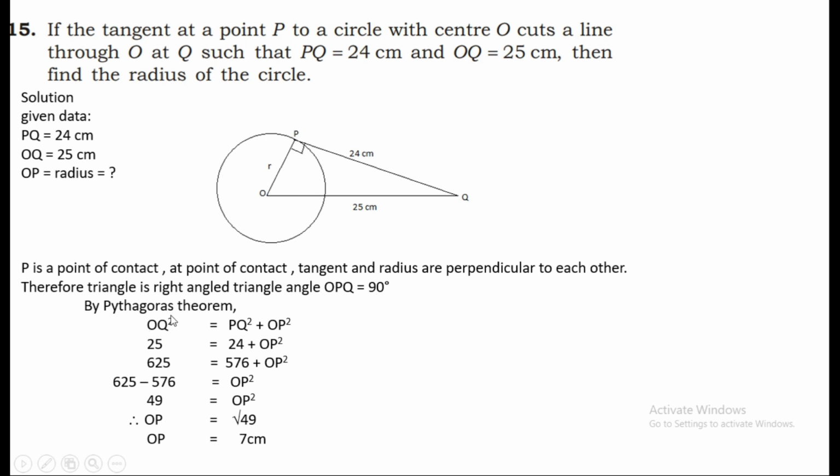So OQ is the hypotenuse. So OQ square equals PQ square plus OP square. OQ is 25, so 25 square equals 24 square plus OP square. 25 square is 625. 24 square is 576 plus OP square. So 625, when I bring plus 576 to this side, it becomes minus 576 equals OP square. When you subtract these two, you get 49. 49 equals OP square. So we just need OP. So OP equals root over 49. So OP is equal to 7.